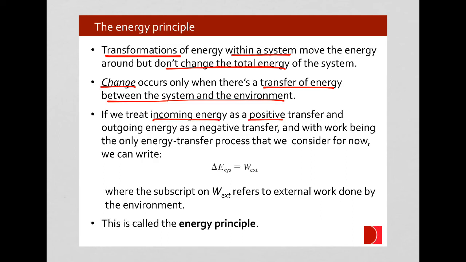Typically, incoming energy is treated as positive, and outgoing energy is treated as negative. From that, we can simplify to say that the change in energy of the system is equal to the external work done, or the work done by external forces. If there are no external forces affecting the system, then the change in the energy of the system is zero, and energy is conserved. If there are external forces, those external forces can either increase the energy of the system by doing work, or they can decrease the energy of the system by taking energy out of the system. This is the energy principle that we'll be studying in this module.